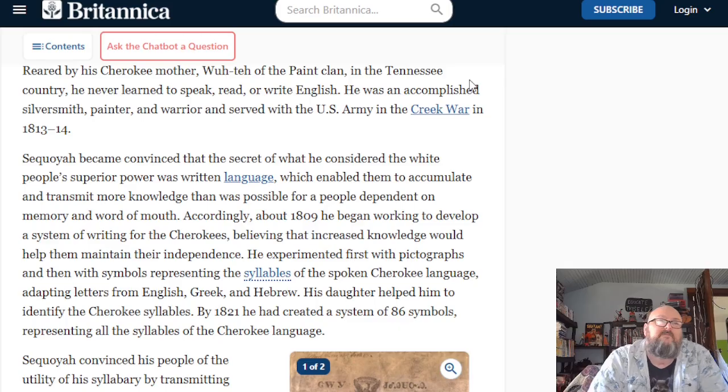He experimented first with photographs and then with symbols, or pictographs and then symbols, representing the syllables of the spoken Cherokee language, adapting letters from English, Greek, and Hebrew. Yeah, pictographs, think Sumerian, Egyptian, basically pictures to represent something. His daughter helped him to identify the Cherokee syllables, and by 1821 had created a system of 86 syllables representing all the syllables of the Cherokee language.